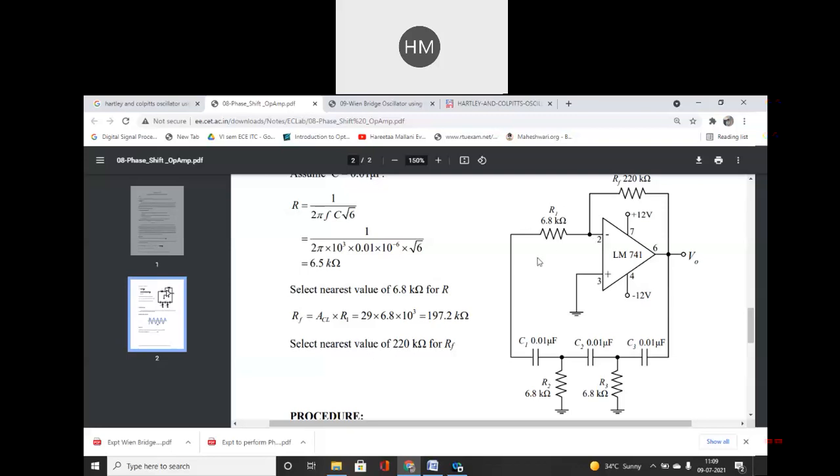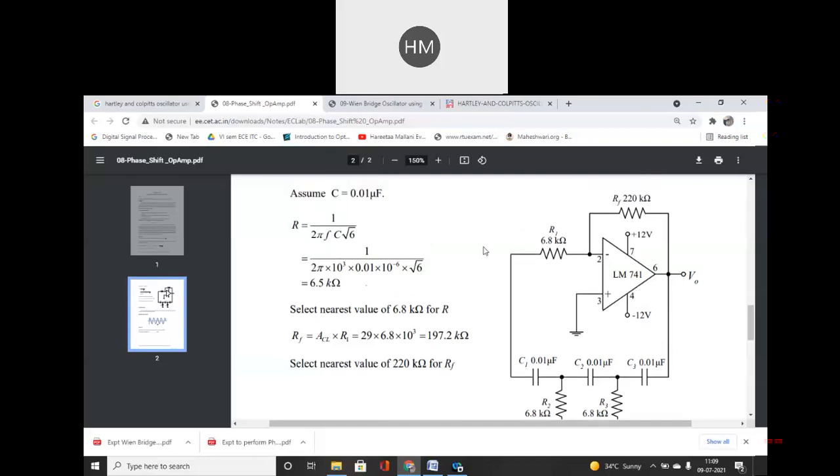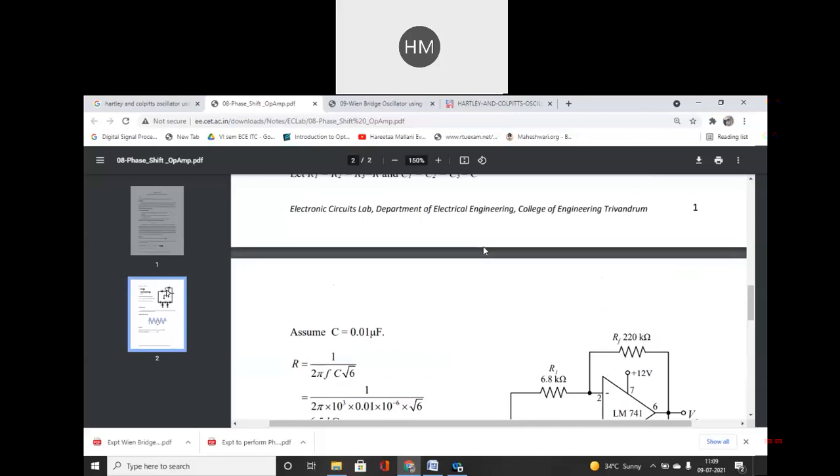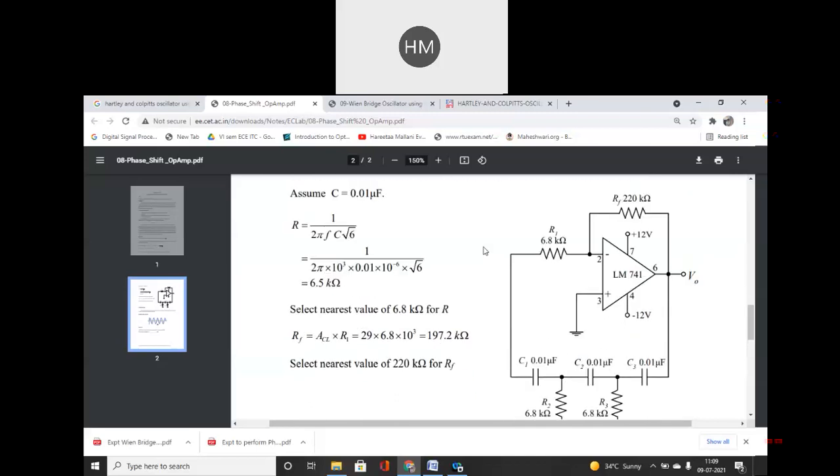Now the designing of R and C. All these resistors are the same. These capacitor values are the same. So what will we do now? How will we design? We know the frequency of oscillation. We know beta. We know C. C we will assume. Then we know f. We will find out the R value. The first step is to find the value of R by assuming C and given f.